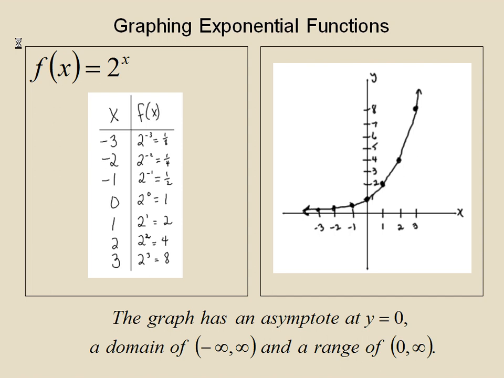Some special features. Notice, of course, from left to right, the curve is increasing. The graph has an asymptote, in this case a horizontal asymptote at y equals 0. Notice the left tail of this curve, as x gets smaller and smaller, the curve actually gets closer and closer to the x-axis but never touches it. It gets closer and closer to the x-axis but will never cross the x-axis. So we have a horizontal asymptote at y equals 0.